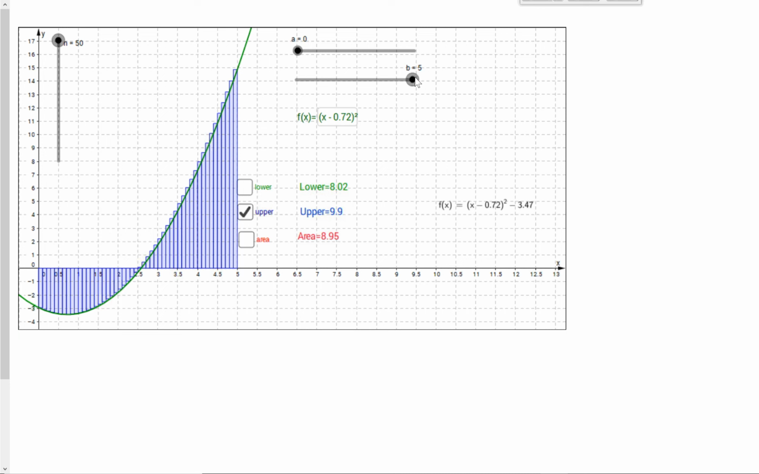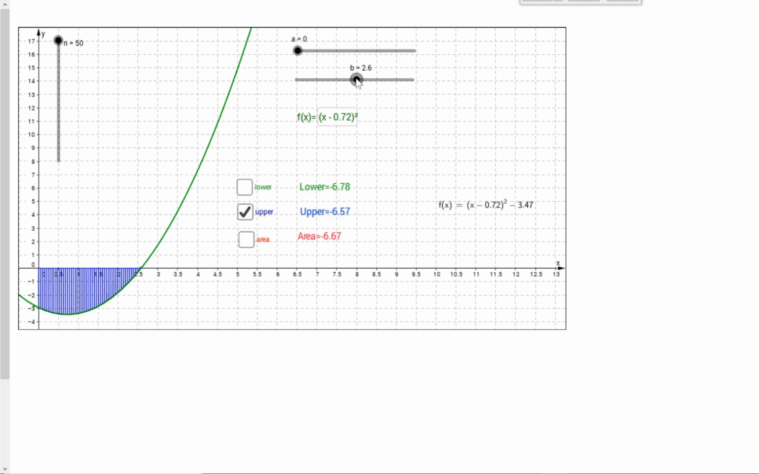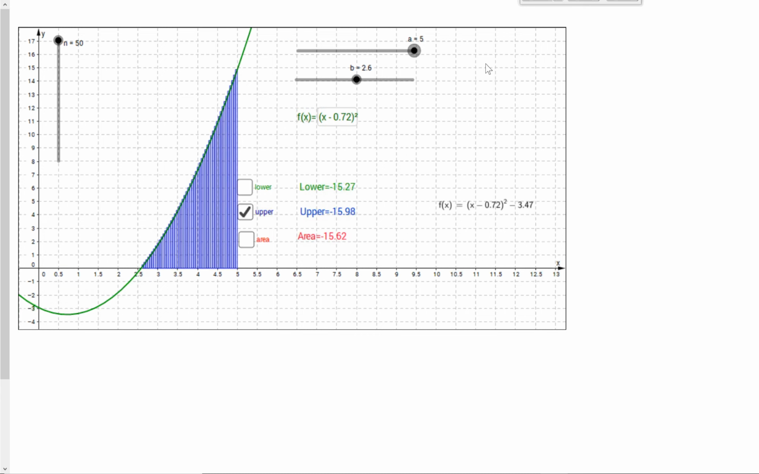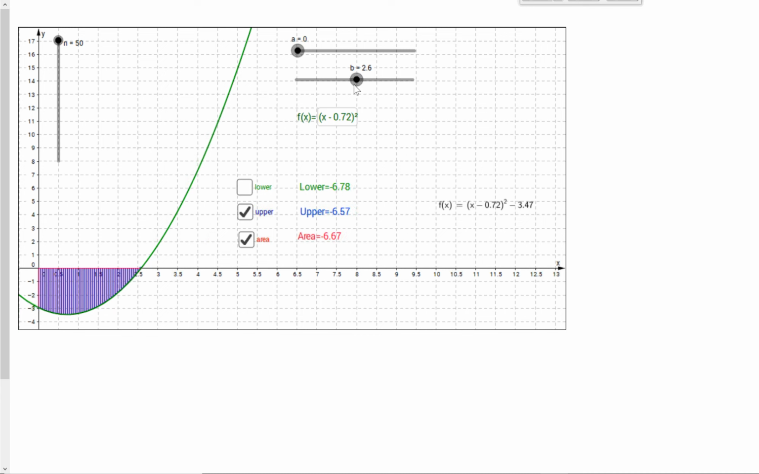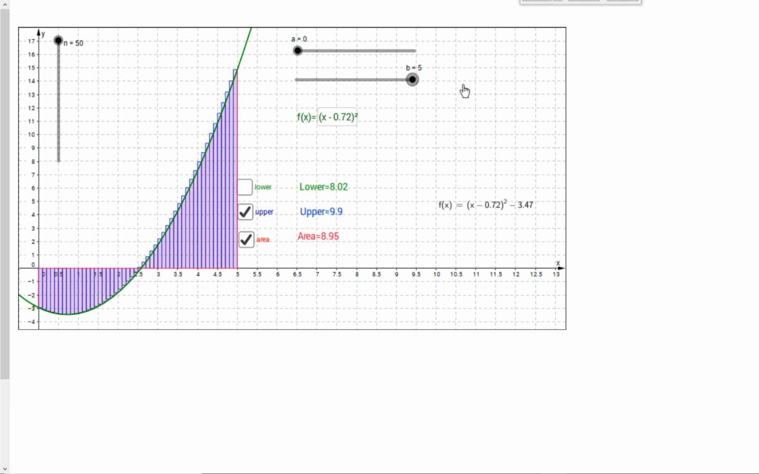If I move this down to 2.6-ish, it's negative 6.75, and I move that up, then it's 15. 15 minus 6, that's around our 9, right? So that's a better estimate. So that's how you find the definite integral. The definite integral is the whole entire area from 0 to 5. So it's the area underneath the x-axis minus what's above the x-axis. So our area is 8.95, and that's the definite integral.